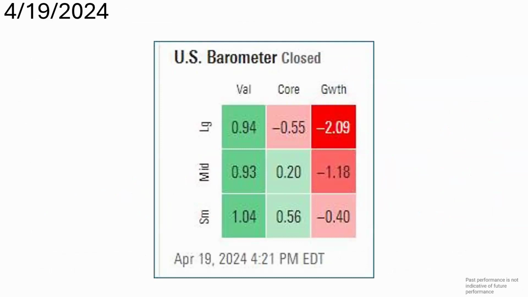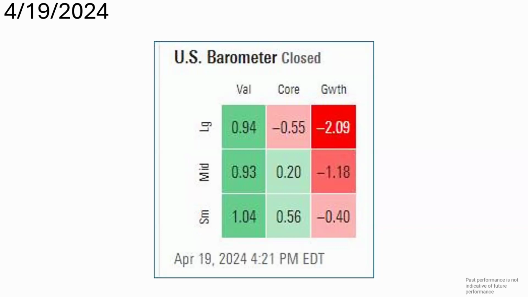If anyone doesn't know what this is, the Morningstar Style Box. They publish this on a daily basis. It's the barometer of the U.S. market. And if you look on the right-hand side, this is growth. If you look on the left-hand column, this is value. And if you look across the rows, this is large at the top and small toward the bottom there. And this is just one day in the last week and a half or so. This is April 19th, 2024.